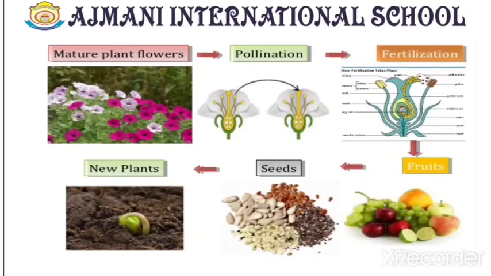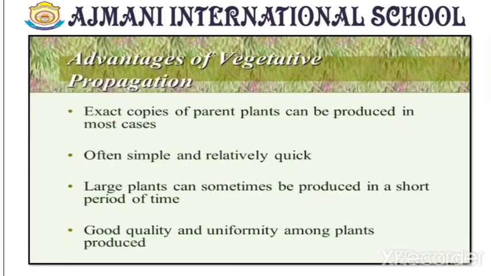A mature seed remains dry and inactive till the conditions are favorable for germination. When the seed gets the right amount of water, air and suitable temperature, then it germinates into a new baby plant. So you could say germination means the process by which a seed gives rise to a new plant. Now, what is the advantage of vegetative propagation over sexual reproduction? So, by vegetative propagation, you get exact copies of parent plants.